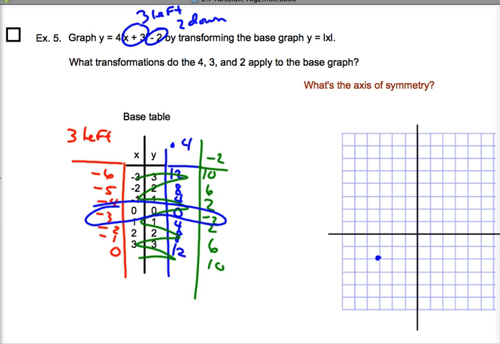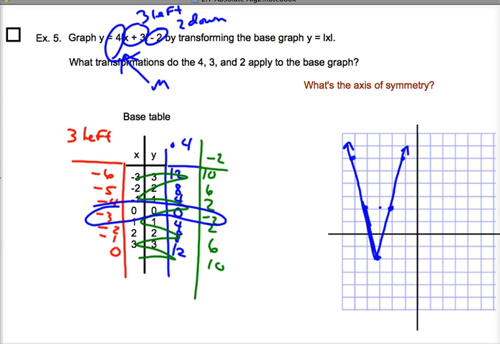I'm just going to go ahead and use the slope, which is 4. There's my slope. So from here, slope of 4 is up 4, 1 right, and then up 4, 1 left. Up 4, 1 right, up 4, 1 left. Draw your 2 rays of your V. And you have your absolute function graph.